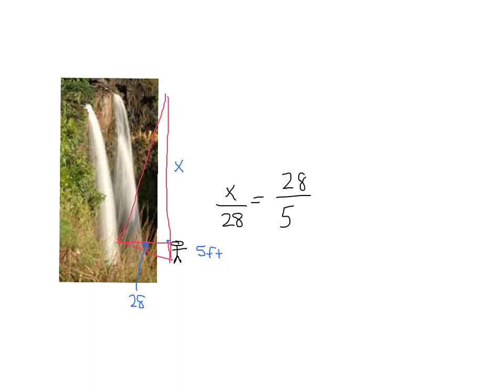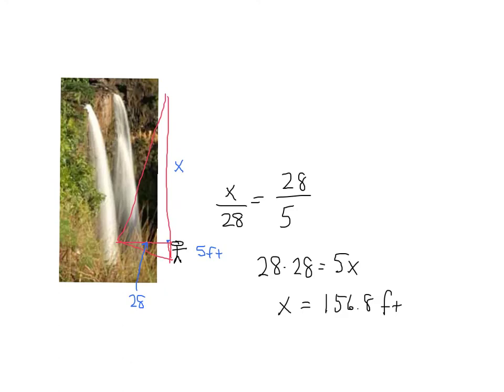So if we cross multiply and solve, we're going to take 28 times 28, and that's going to equal x times 5, or 5x. And if we take 28 times 28 and divide it by 5, we get x to be 156.8 feet. So what we found is this distance, x, to be 156.8 feet. But the question is, how high is the waterfall?